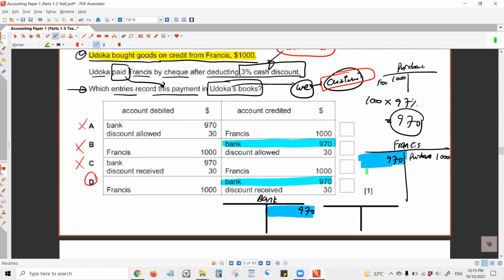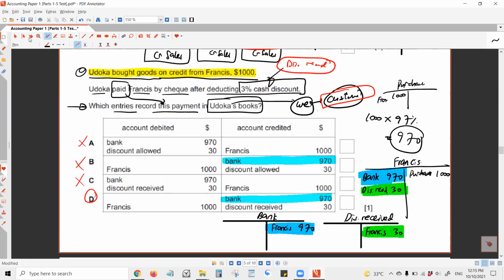So how to record the cash discount? You debit Franchise, credit the discount received account. This is how all the T entries appear. So this is the discount received account. Here write 30, here write 30. The details are also filled up for you in case you are confused. This is how it looks like. Okay, I think you are okay. Now, next question.